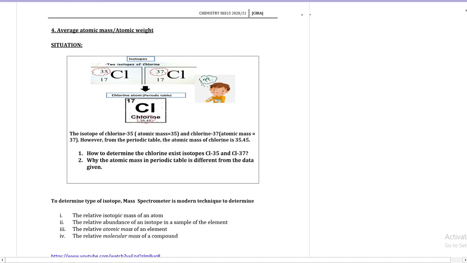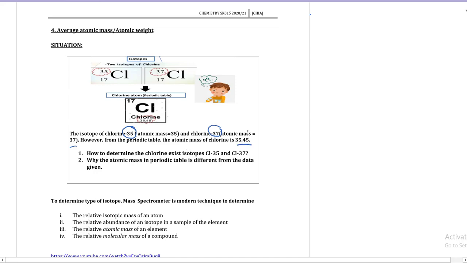Average atomic mass, or atomic weight. Okay, now this is a situation. The first one, the isotope chlorine 35, we call atomic mass 35, and chlorine 37, atomic mass 37. However, from the periodic table, the atomic mass of chlorine is 35.45.